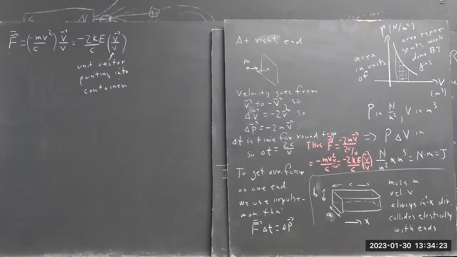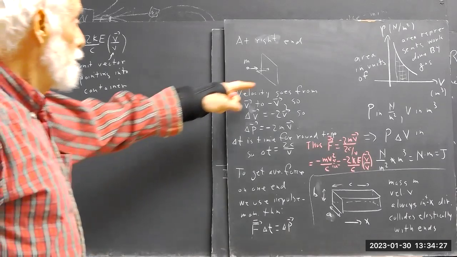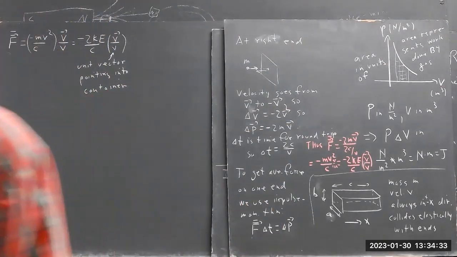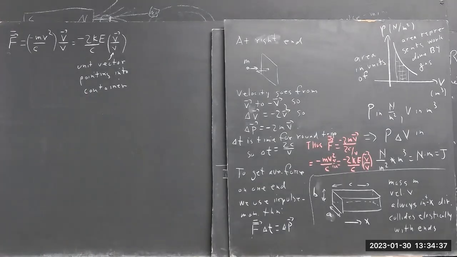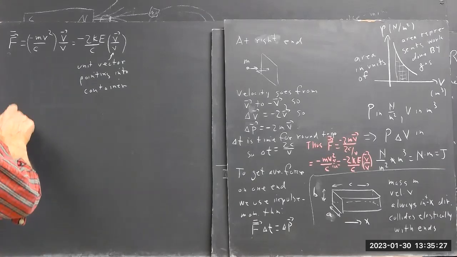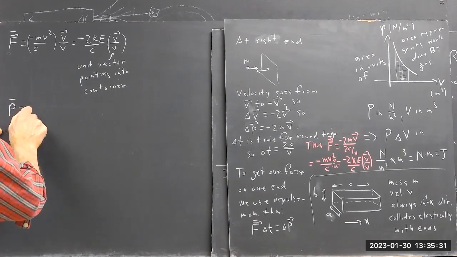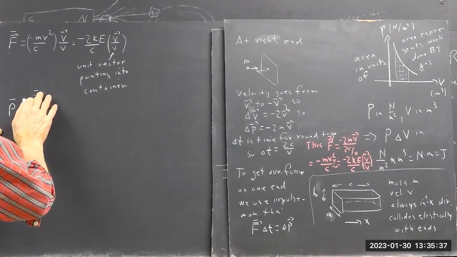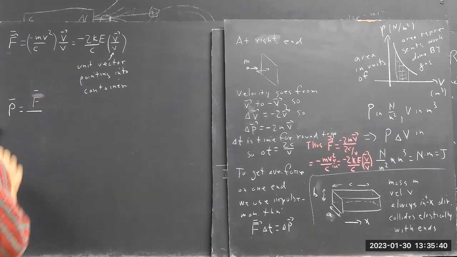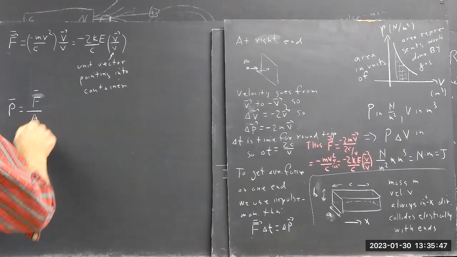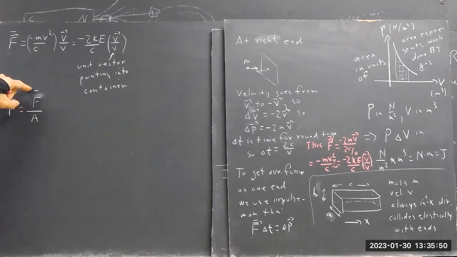Okay, so we've got the average force on one of these ends here. What's the average pressure? How do we get the average pressure? Pressure is not a vector quantity, but it's the average force divided by area. The area on which this force is exerted is that end of the container.